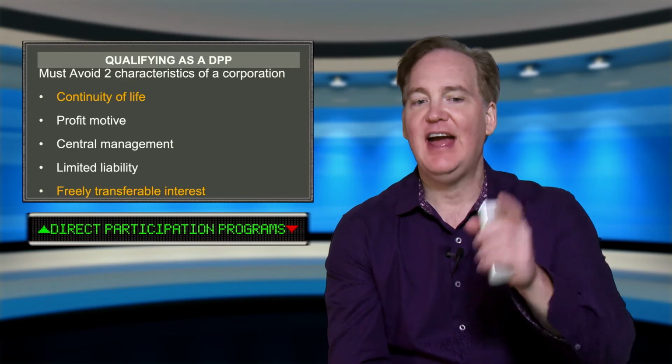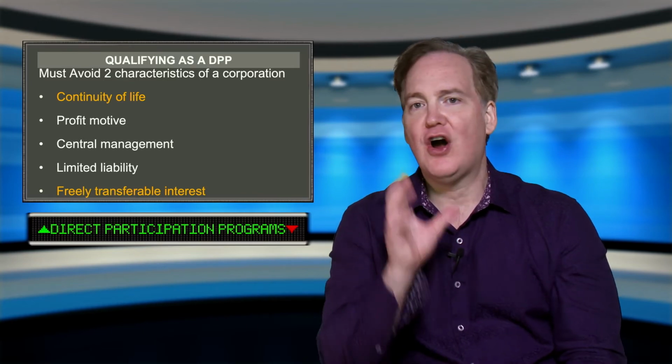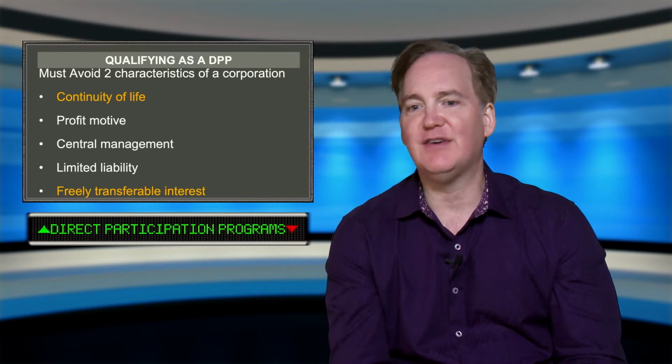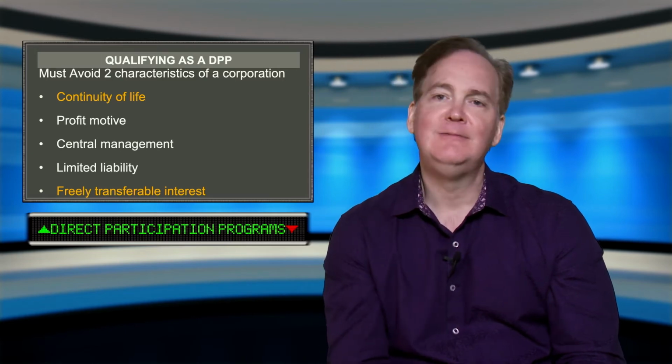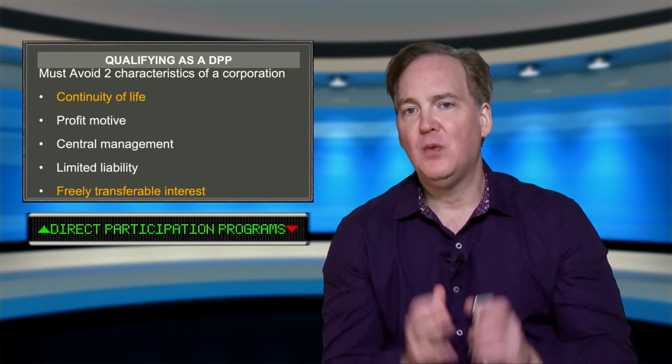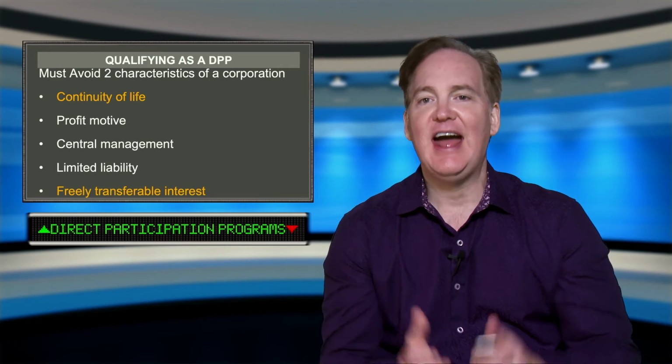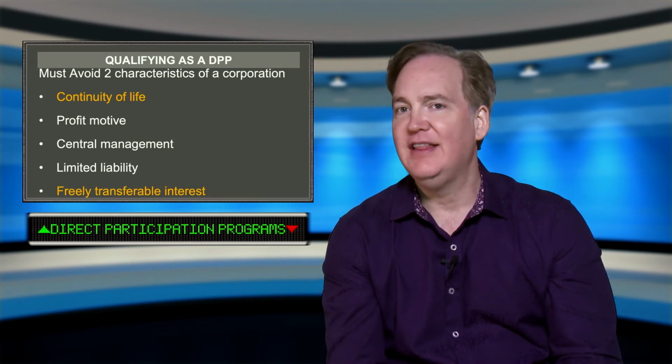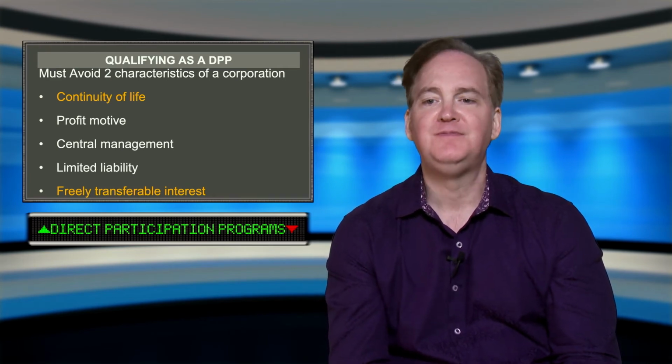So I would make sure that I know these two concepts. Continuity of life and freely transferable interests are the two characteristics of a corporation that the partnership will be able to avoid and therefore will enjoy the special tax treatment.